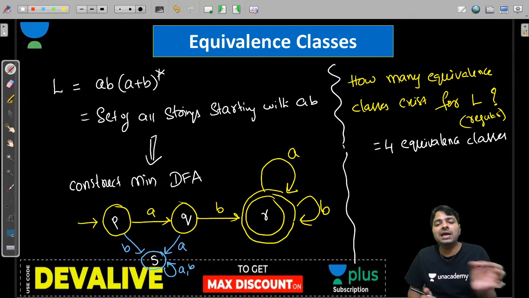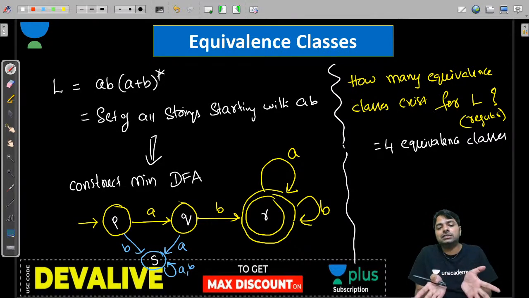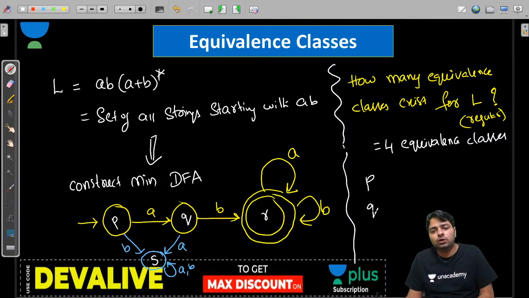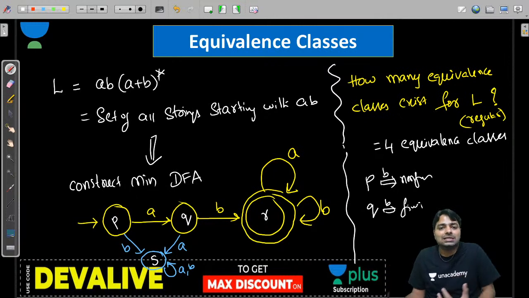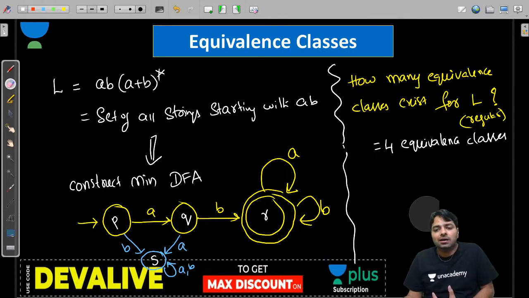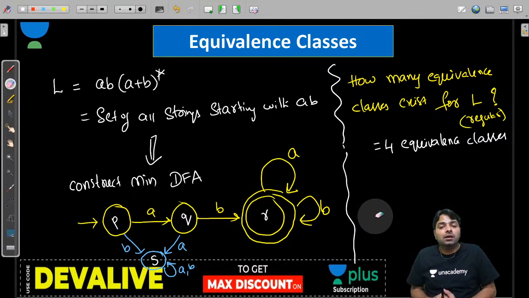Why do we say P and Q are 2 different equivalence classes? Because there is a string that can separate both. For example, if P and Q are 2 different classes, from P on B you will go to non-final, and from Q on B you will go to final. That is the reason P and Q are 2 different equivalence classes. Remember that. But if it is not a minimum DFA, P and Q can do the same job, and then you can't say 2 equivalence classes.